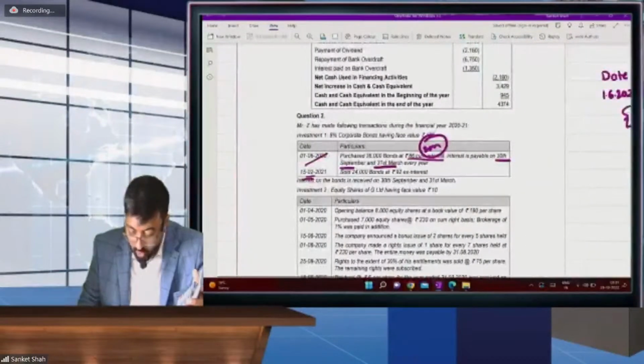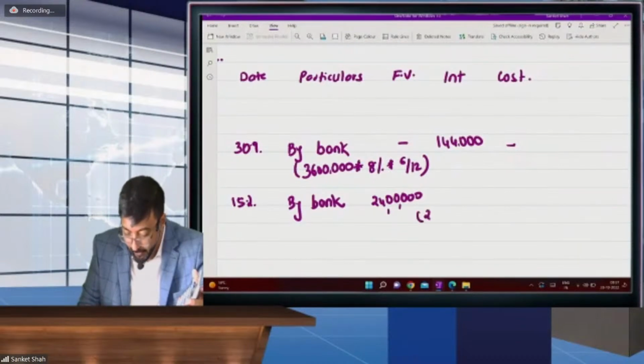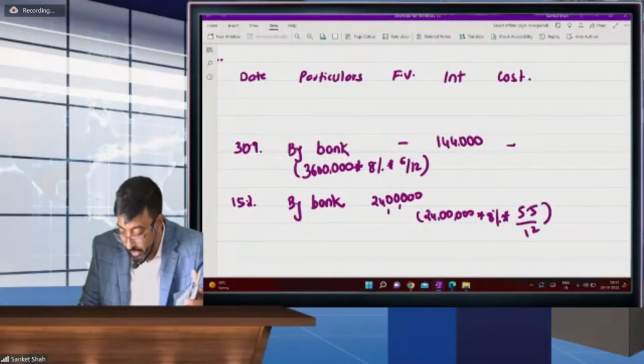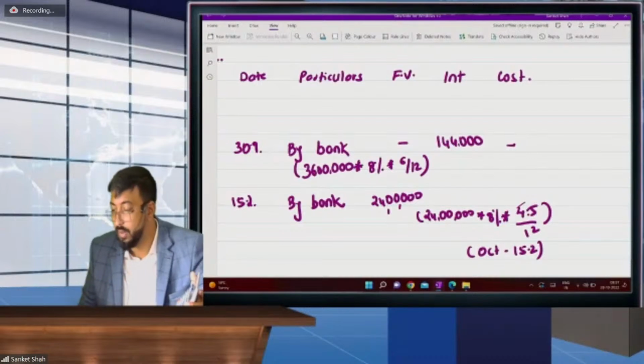How many debentures are sold? 24,000 bonds. 24 lakhs. 24 lakhs into 8% into 5.5 divided by 12. No, 4.5. 4.5 from October to 15th Feb. October, November, December, January and February half. 4.5.